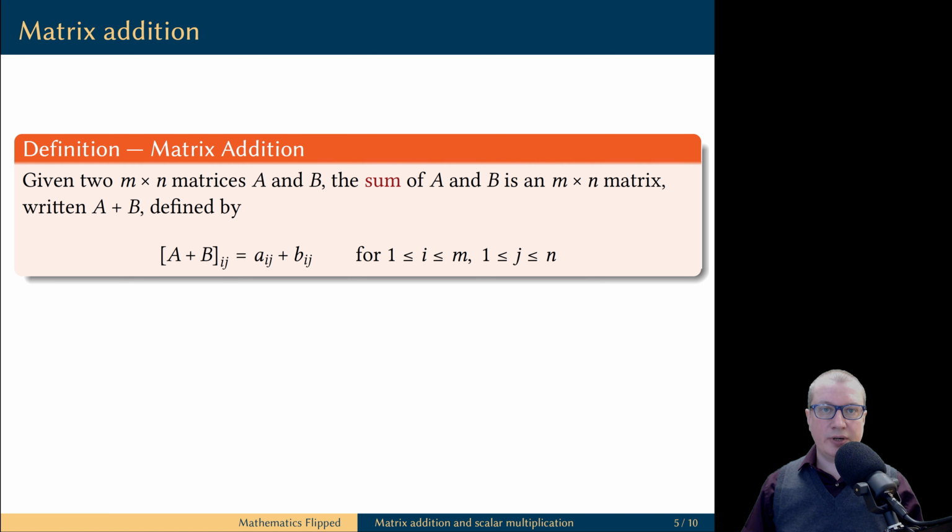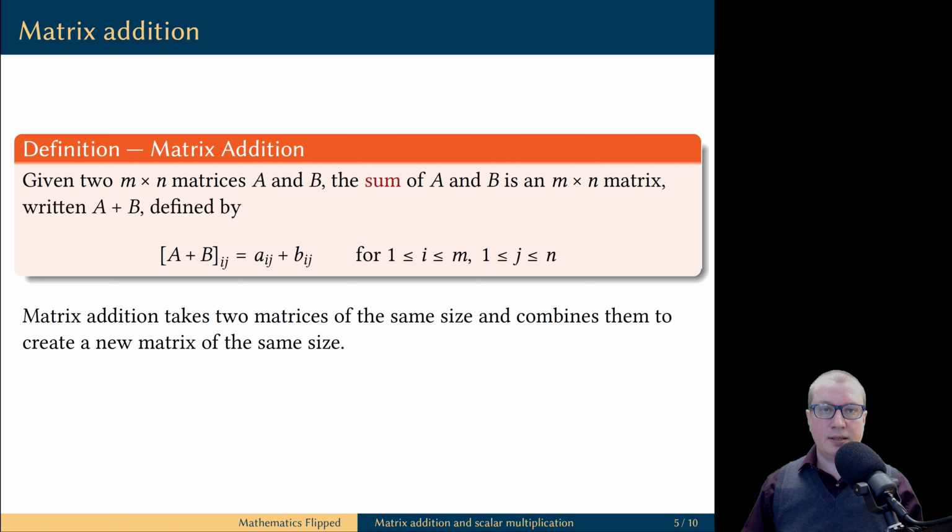Let's define the first operation, the operation of matrix addition. First of all, you can only add matrices of the same size. And the way we add two matrices of the same size is we simply add the entries in the corresponding positions. This definition is very similar to the way we defined addition of column vectors. We simply add components which are located in the same positions. This is a binary operation on the set of matrices of fixed size because it takes two matrices as an input and it produces one new matrix as an output.